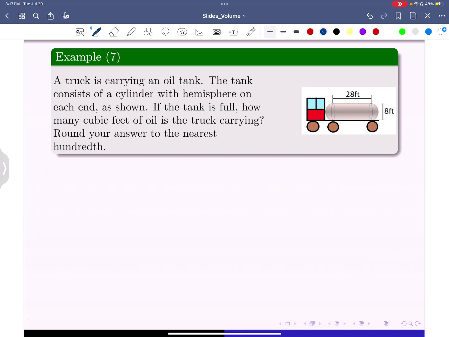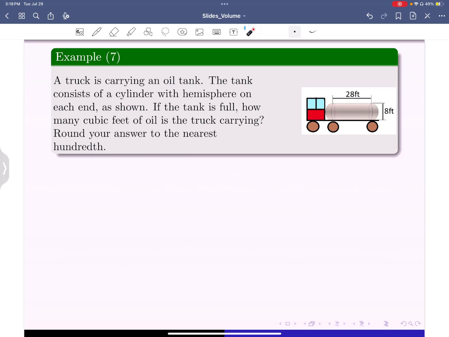Example 7. A truck is carrying an oil tank. The tank consists of a cylinder with a hemisphere on each side. So this is half of the sphere, half of the sphere. If the tank is full, how many cubic feet of oil is the tank carrying? Round your answer to the nearest hundred.